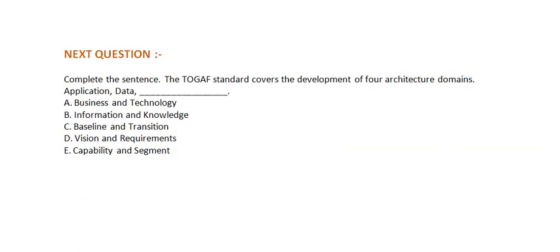Next question is, complete the sentence. The TOGAF standard covers the development of four architecture domains: applications, data, and option A, business and technology. Option B, information and technology. Option C, baseline and transition. Option D, vision and requirements. And option E, capability and segment. The correct answer is option A.